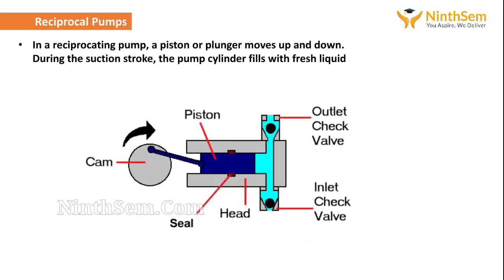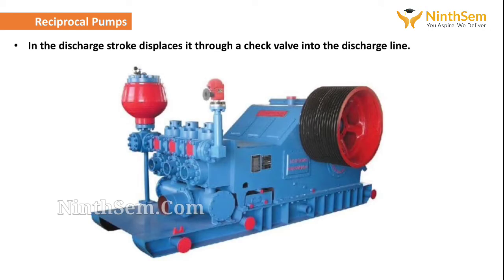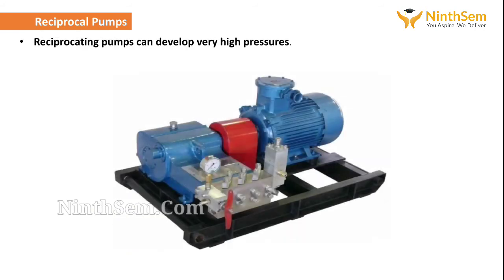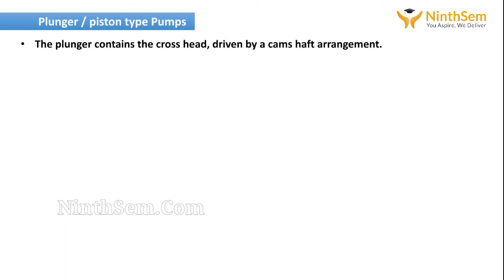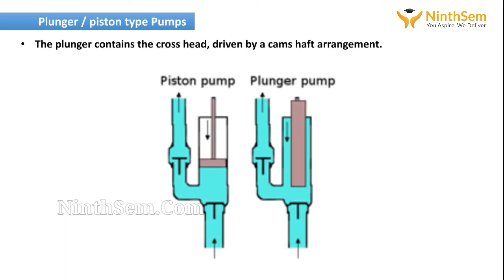Let's discuss reciprocating pumps. In a reciprocating pump, a piston or plunger moves up and down. During the suction stroke the pump cylinder fills with fresh liquid, and the discharge stroke displaces it through a check valve into the discharge line. Reciprocating pumps can develop very high pressure. The plunger, piston and diaphragm pumps come under this type of pump.